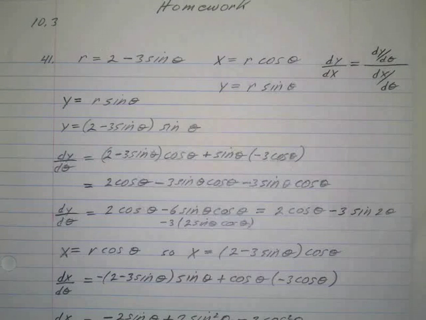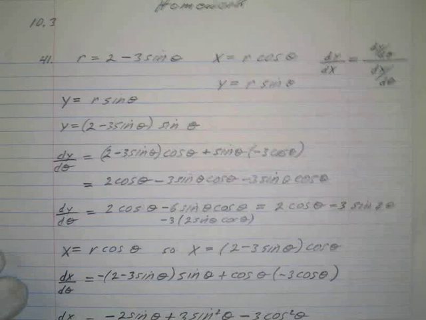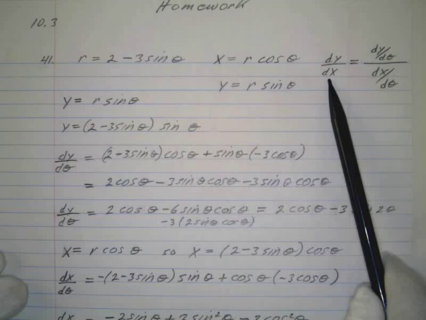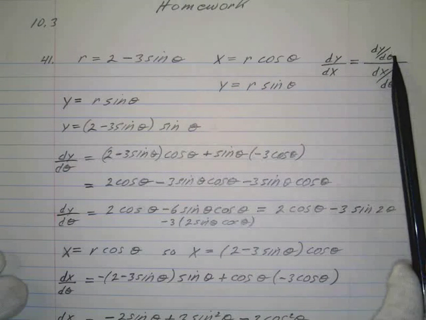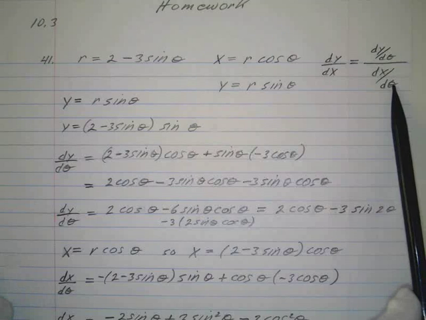And this is number 41, and what we want to do is find the slope of the curve at each indicated point. So first of all, we have to find a formula for the slope, and that's going to be dy/dx, which is going to be dy/dθ over dx/dθ.